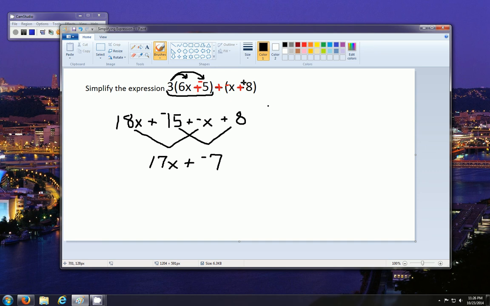But there's a nice little tutorial reminder of how we can simplify equations or expressions and why adding the opposite makes our lives easier. Thank you and have a good night.